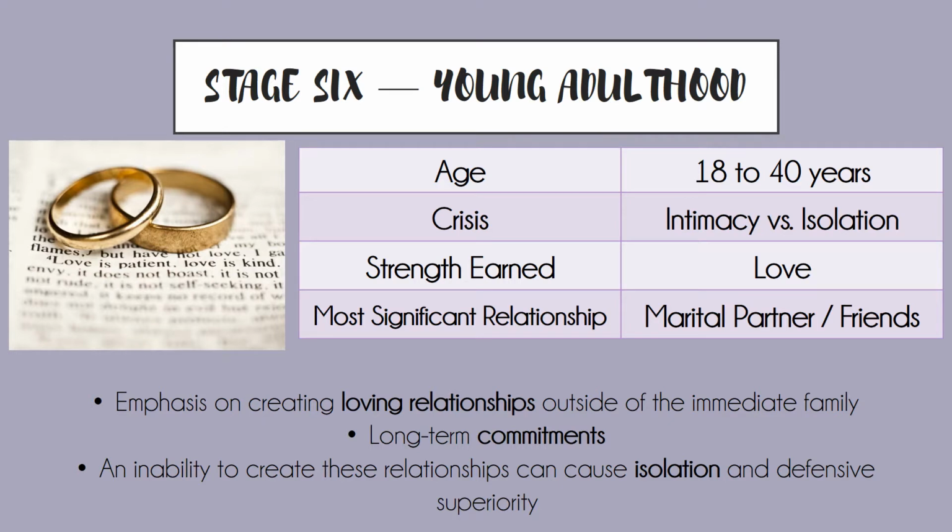Stage 6 is young adulthood. It's from ages 18 to about 40 years of age, and our central crisis here is intimacy versus isolation. They're now trying to create long-term commitments outside of their immediate family, with marriage and children of their own, as well as with close personal friends. The goal of this stage is to create loving relationships.